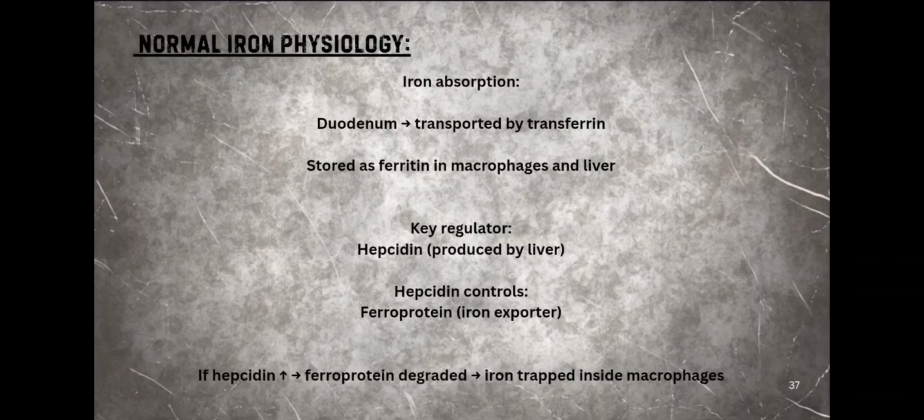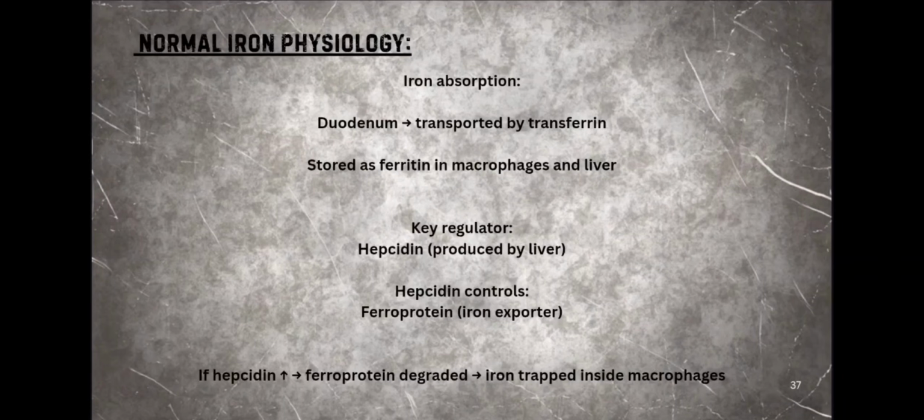Normal iron physiology. Iron is absorbed in the duodenum and transported by transferrin, and is stored as ferritin in macrophages and liver. The key regulator is hepcidin, which is produced by the liver. Hepcidin controls ferroportin, which is an iron exporter. If hepcidin is increased, ferroportin what?